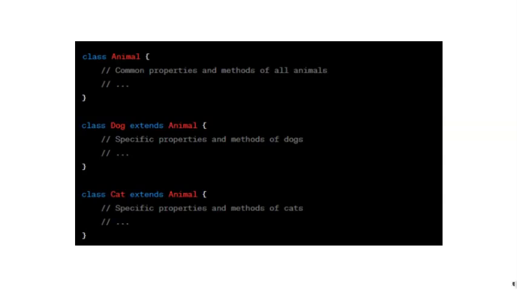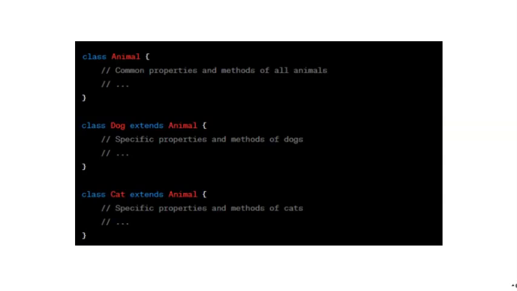In this example, the Animal class serves as the base class or superclass, while Dog and Cat are derived classes or subclasses. The relationship can be described as Dog is an Animal and Cat is an Animal, indicating that Dog and Cat inherit common properties and methods from the Animal class.